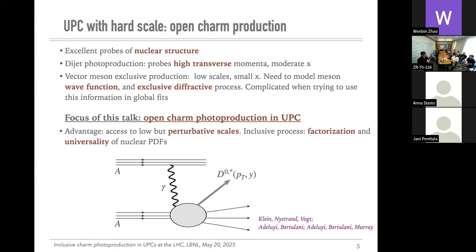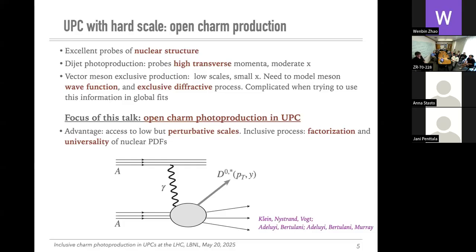In this talk, I'm going to look at open charm production. We are looking at D0, maybe D star in the case of HERA. This is photoproduction, but here we have a charm mass, so we have a scale, and it's inclusive, so the nucleus breaks up.